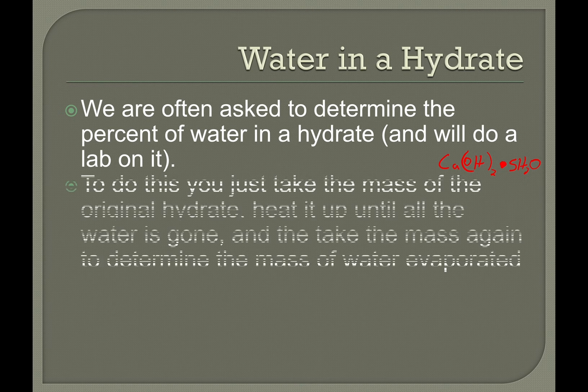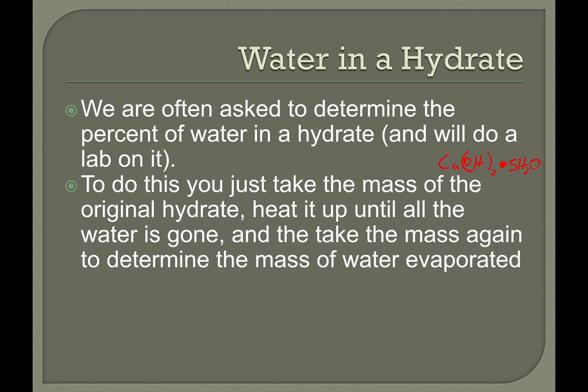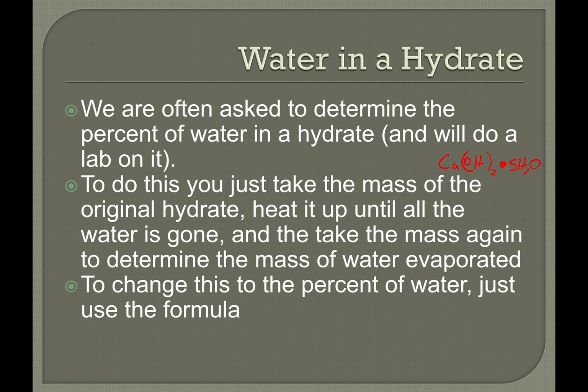We're going to do a lab on this. The way we'll do that is we'll take the mass of the original hydrate, whichever one I give you, which is actually going to be an unknown. We heat it until it's long enough where we believe all the water is gone out of the hydrate. We mass it again, and then we figure that the difference from the initial mass to the mass after heating is due to the water that's being evaporated.